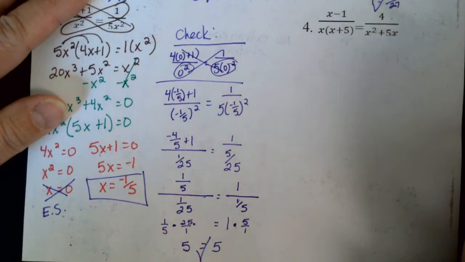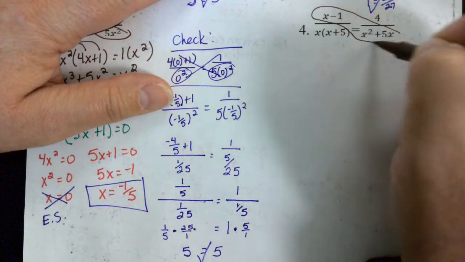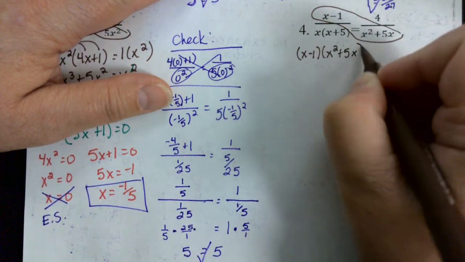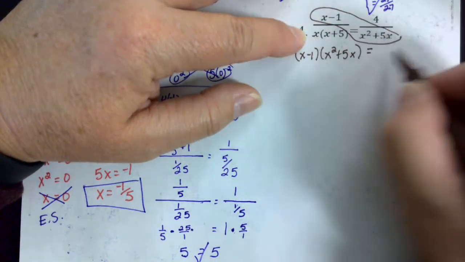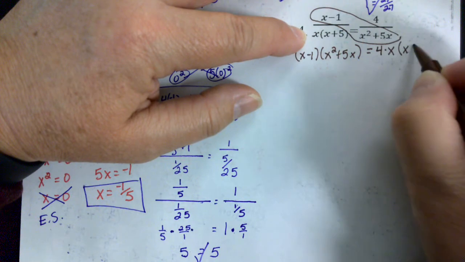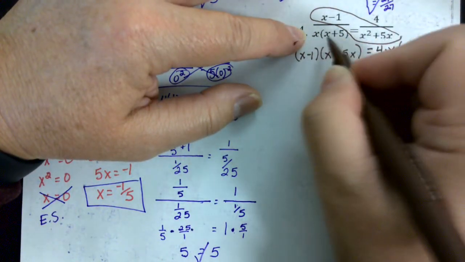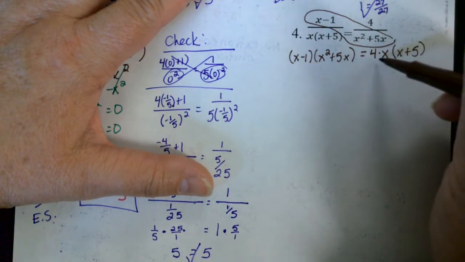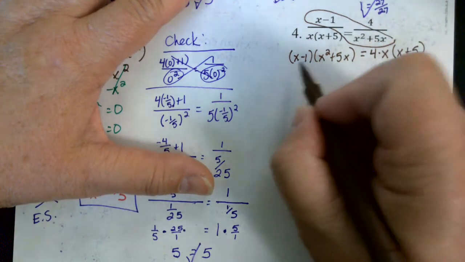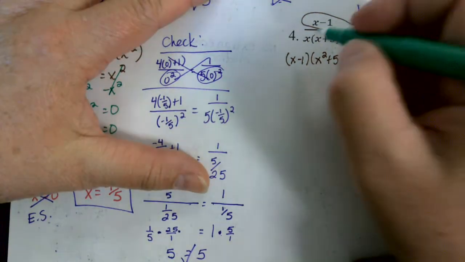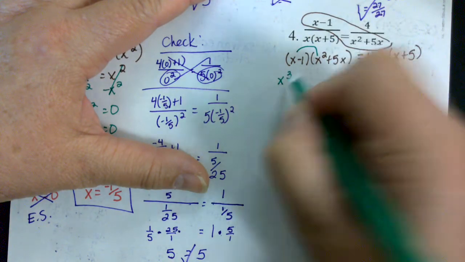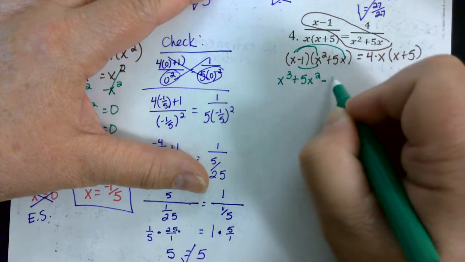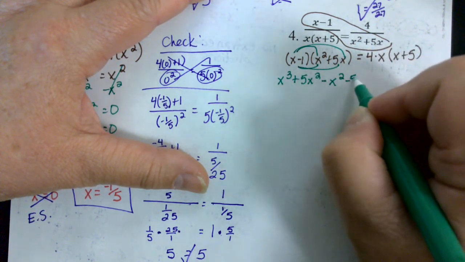Last example. I have all of this multiplied. And then here I have 4 times x plus 5. Now, you could have gone ahead and distributed this and multiplied this first. It will work out either way. I'm just going to put this together as 4x and distribute it. First, let's see. I have x times x squared is x to the third. X times 5x is 5x squared, minus x squared minus 5x.